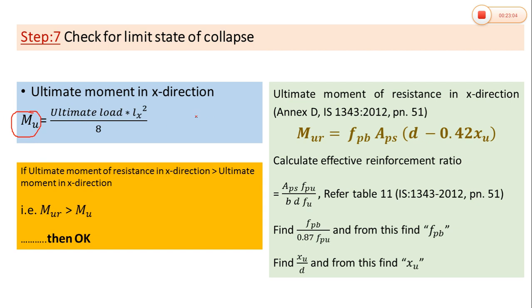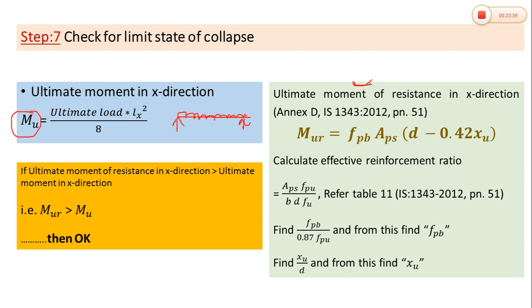If that load is in the form of UDL and the beam is simply supported, then the ultimate moment is W Lx square by 8, where W is nothing but the ultimate load. In this way we get the actual moment, and then the ultimate moment of resistance.